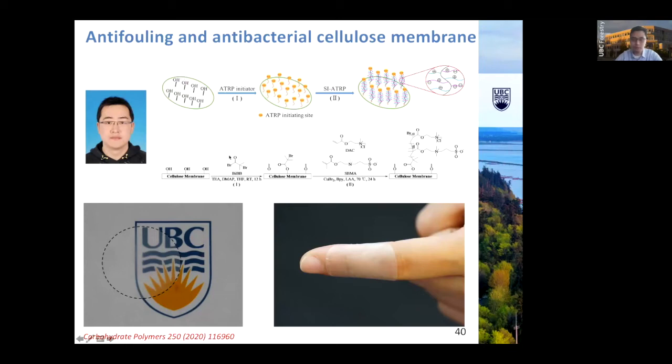So we have the cellulose membrane, and we grafted it with BIBB via an esterification reaction, and then grafted the DAC and the SBMA. The DAC contains a quaternary amine group, and the SBMA is a zwitterionic structure, containing both quaternary amine and sulfonic acid. After grafting, we demonstrated the membrane can be easily converted into anti-fouling and antibacterial.